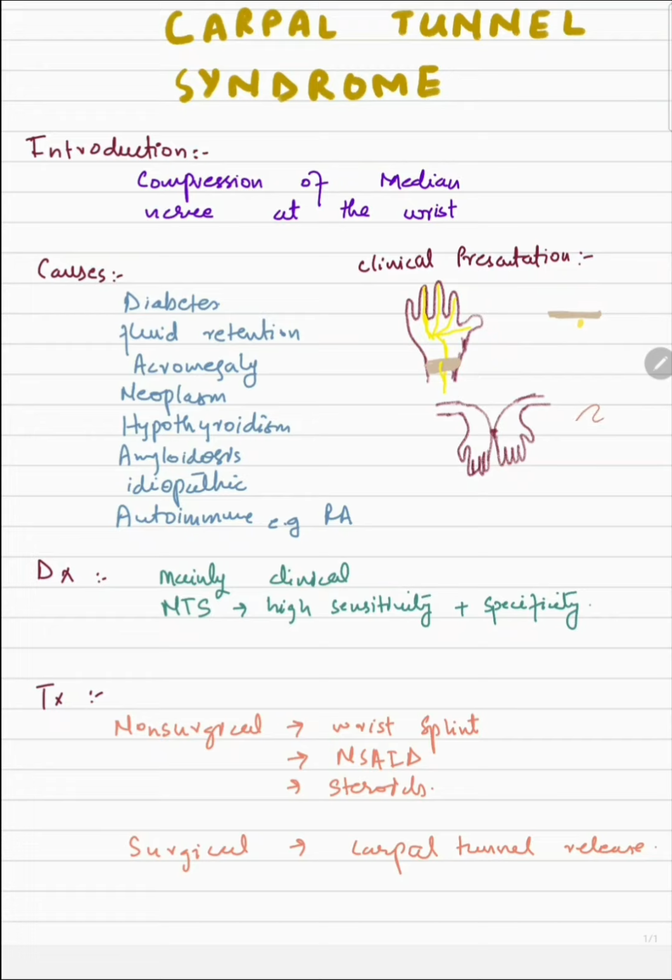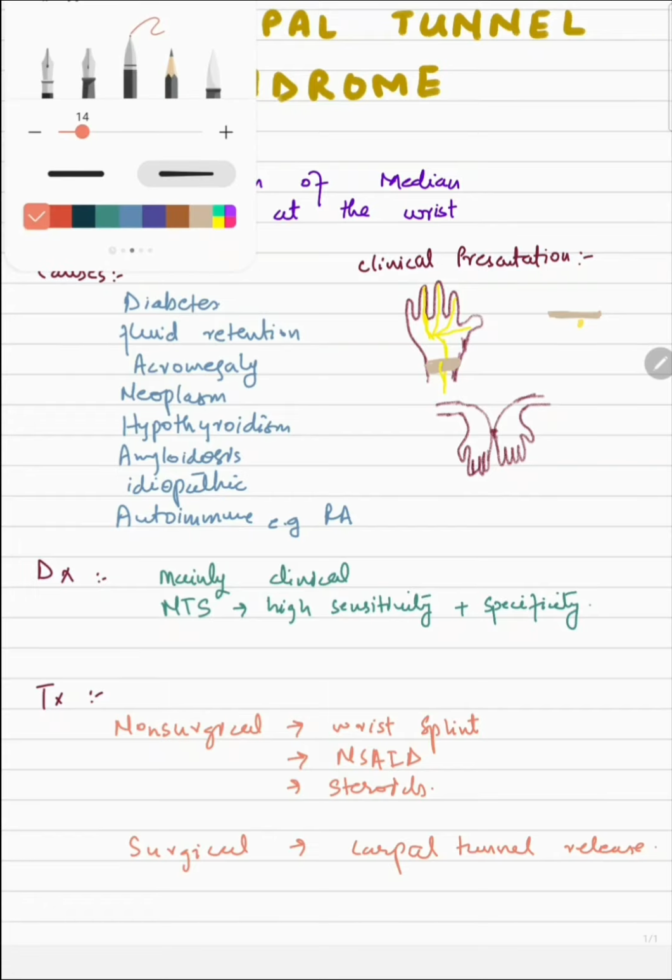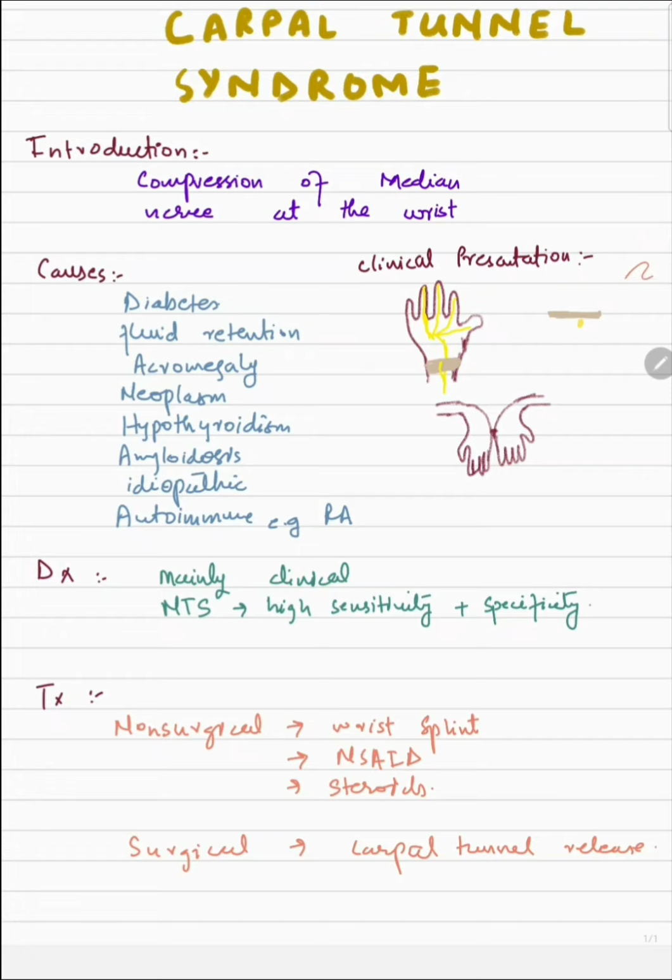And then there are a couple of tests that are done in order to clinically evaluate carpal tunnel syndrome. The first one here is the Tinel test. In the Tinel test, the transverse carpal ligament is tapped at the wrist, and this will compress the median nerve, and this will reproduce the symptoms like the pins and needles sensation.